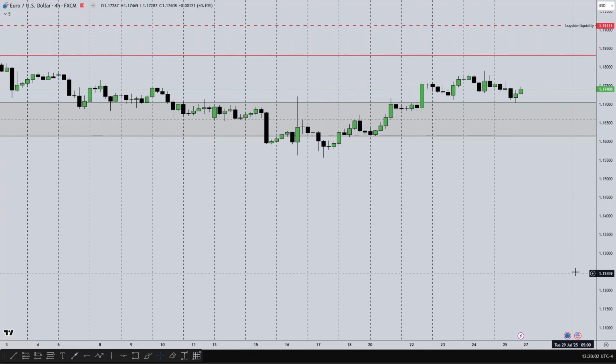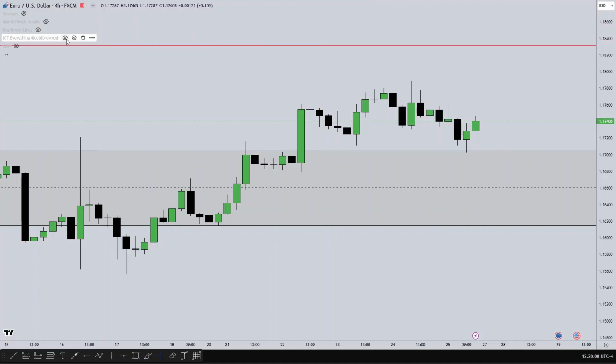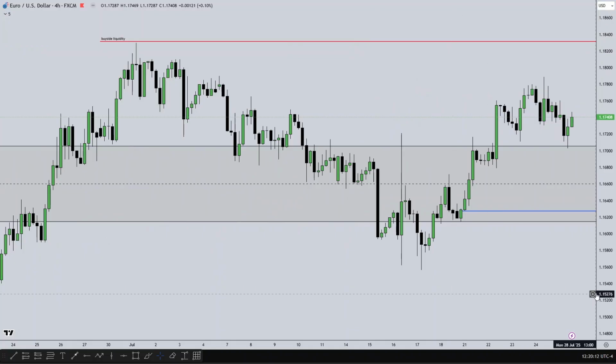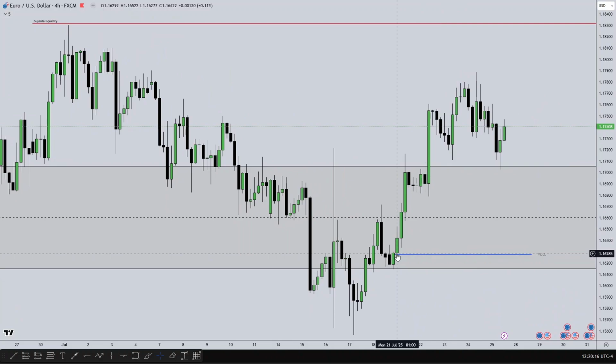Now I'm going to go to the lower time frame and explain what price did throughout last week. From the opening price inside the weekly fair value gap, price opened, traded higher, and took out this high. The 4 hour time frame left a 4 hour fair value gap.